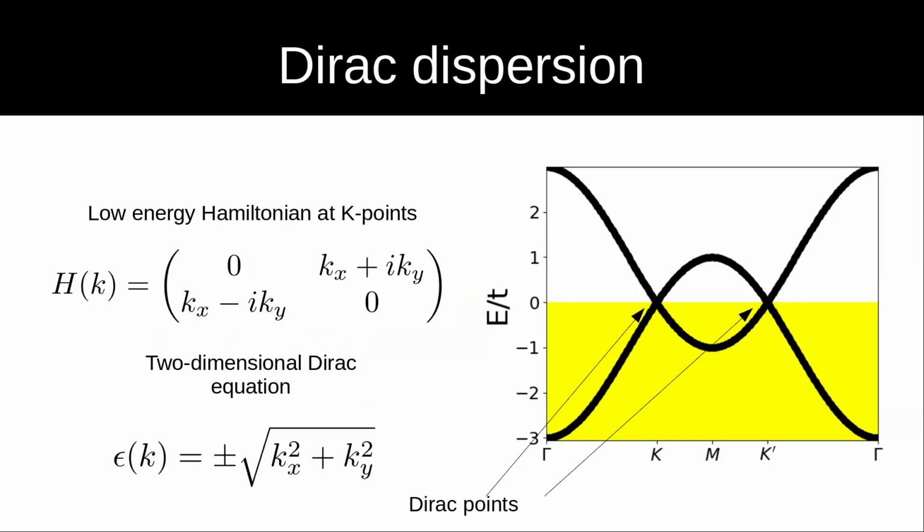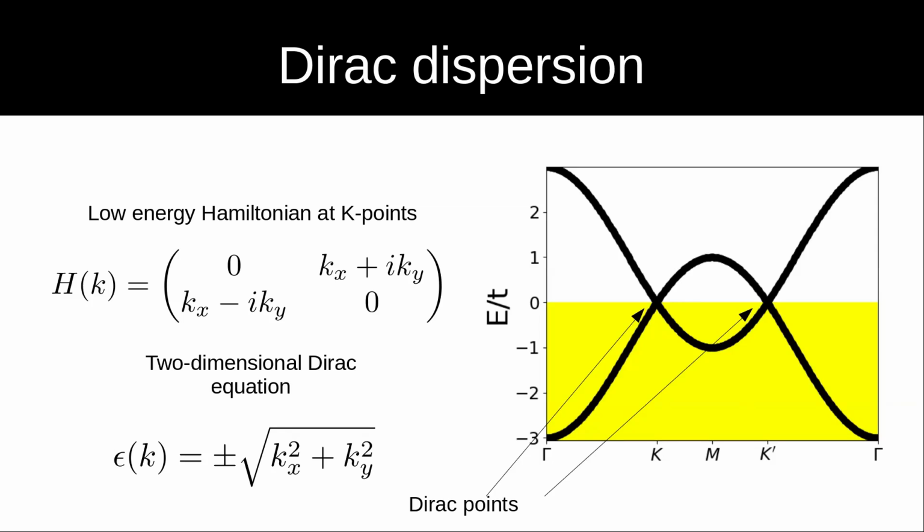A way of understanding this from an analytical point of view is just by doing a low energy expansion of your Bloch Hamiltonian. If you take the honeycomb lattice and you try to write down the Bloch Hamiltonian, you will see that you only have off-diagonal elements in your Hamiltonian because effectively you only have couplings between opposite sublattices.